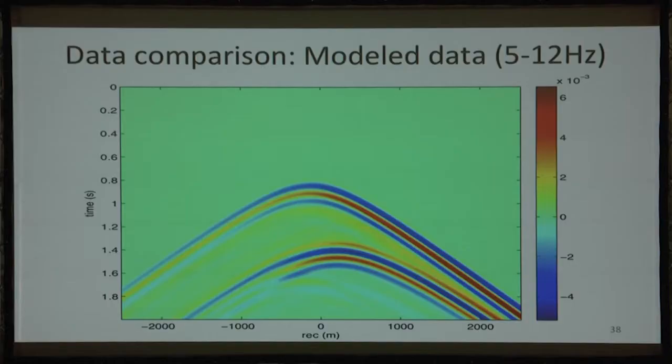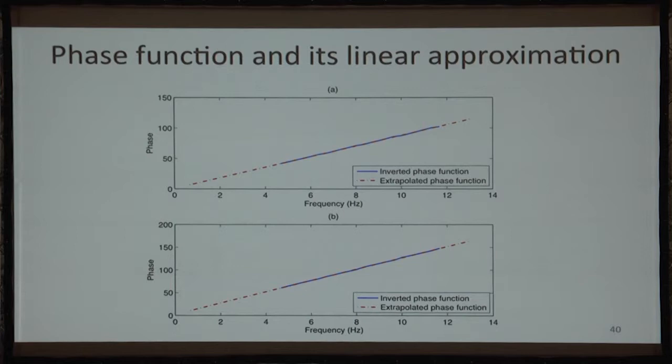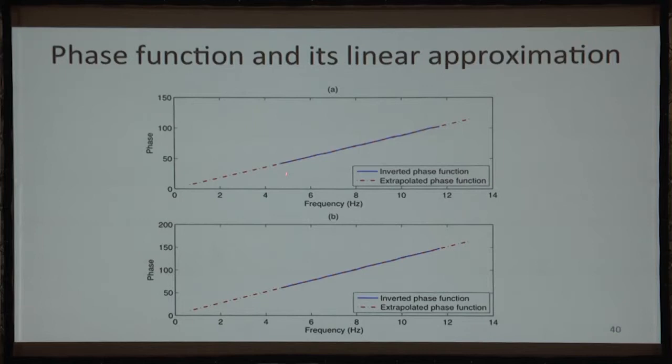So this is the data where we only have 5 to 12 hertz, and we use this data to do event tracking and separation. The dotted black line denotes the tracked arrival time, and we use this tracked arrival time to extrapolate the frequency component. This is the phase function that we inverted in blue, and the extrapolated phase function is in red. You can see the blue inverted phase function is not exactly a linear function, but its linear approximation is very similar to the inverted. The inverted is only from 5 to 12, and we extrapolate it to the lower band and a little bit to the higher band. This is for the top event, and this is for the bottom event.